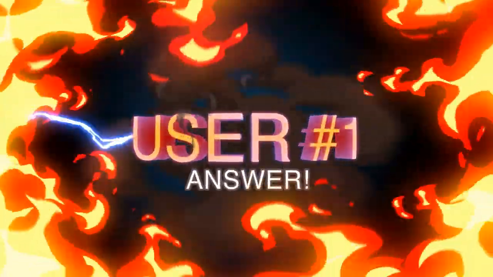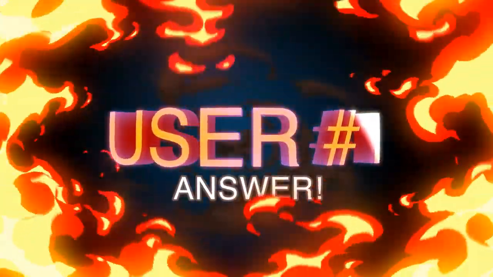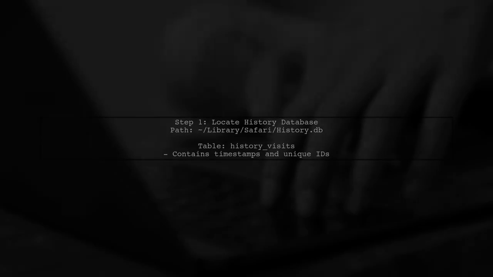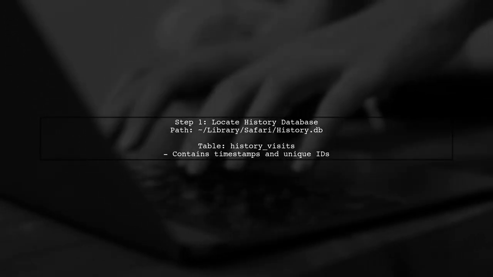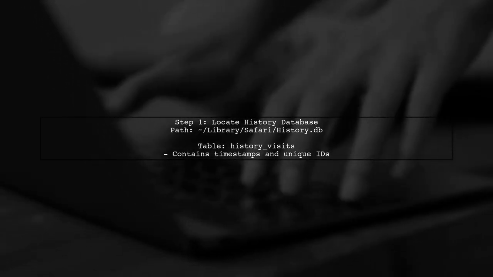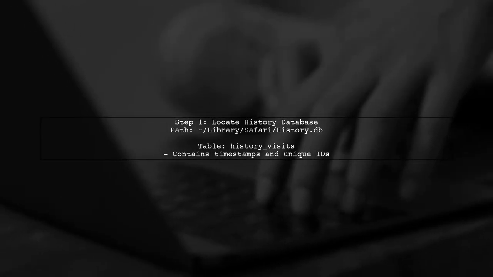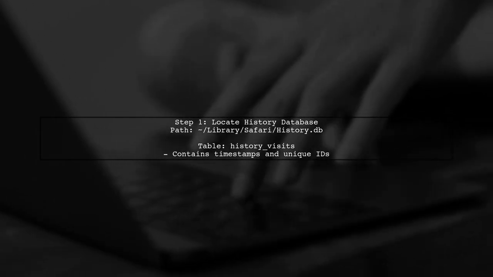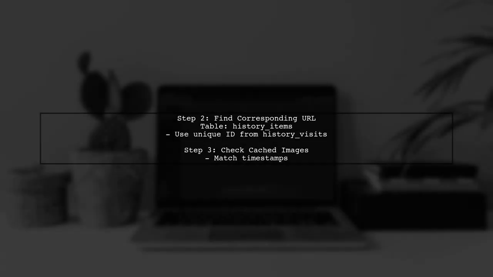Let's now look at a user-suggested answer. To retrieve domain images from Safari's cache in version 10.1, first locate the history database at /library-safari/history.db. This database contains a table called History Visits, which records the timestamps and unique IDs of visited URLs. Using the unique ID from History Visits, you can find the corresponding URL in another table named History Items. Then, check for cached images that match the timestamps recorded in the database.